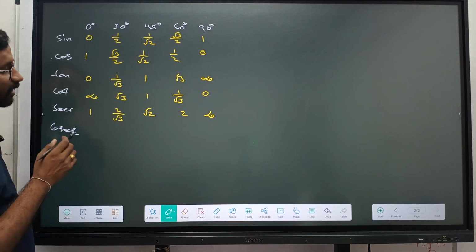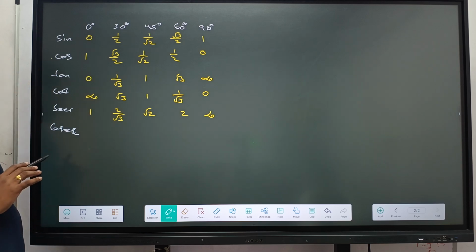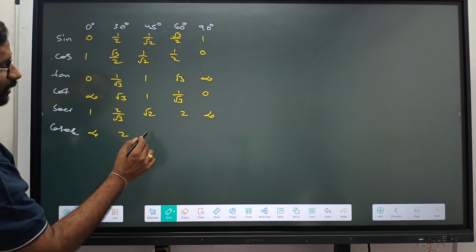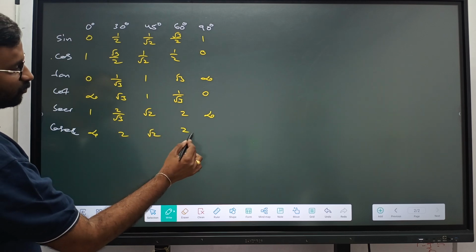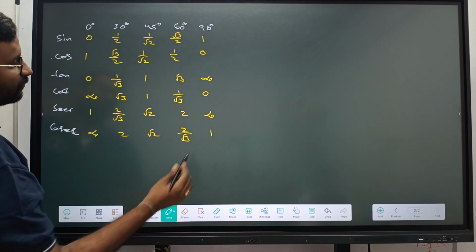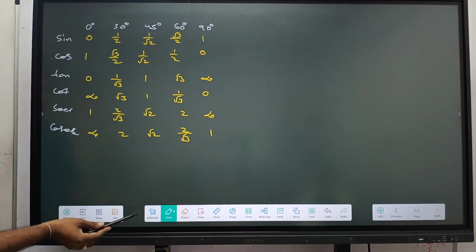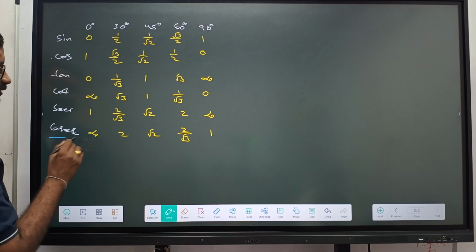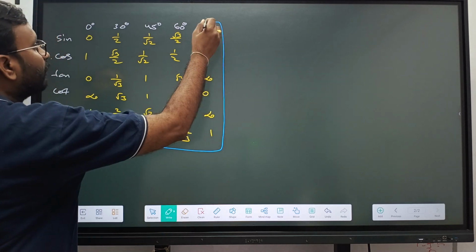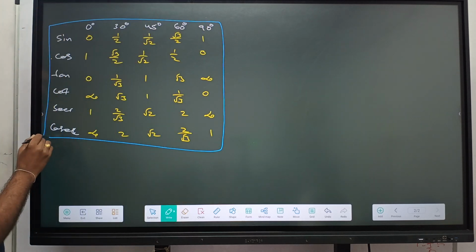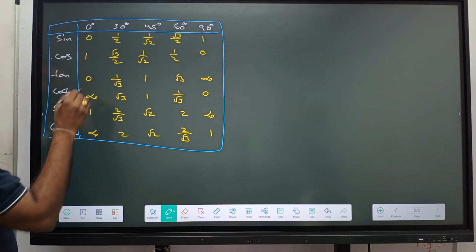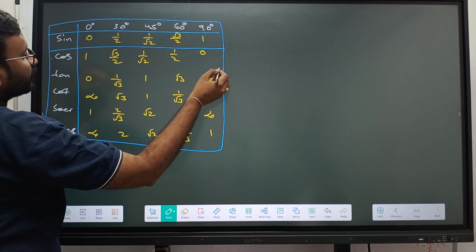And again reverse. Or you can write the reciprocal of sine for cosecant. So what you will get? First infinity, and this is 2, and this is root 2, and this is 2 by root 3, and this is 1. So this is about till 90. But here we have more than 90 also. That is till infinite.